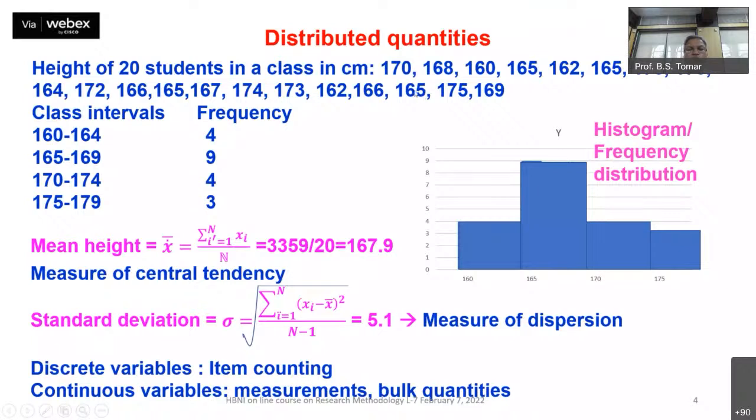The values, whatever observations you get out of your measurements, could be discrete variables, like in this example, the heights of the students, or the number of students in the class, number of items. Whenever you are counting items, you get discrete variables. Many times when you are measuring lengths, distances, weights, you don't get integer values, you get rational numbers, and you can plot them as a continuous variable. So the observations could be discrete or continuous, and accordingly you may have to use different distributions.